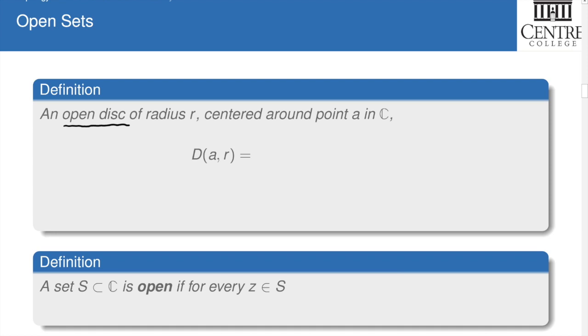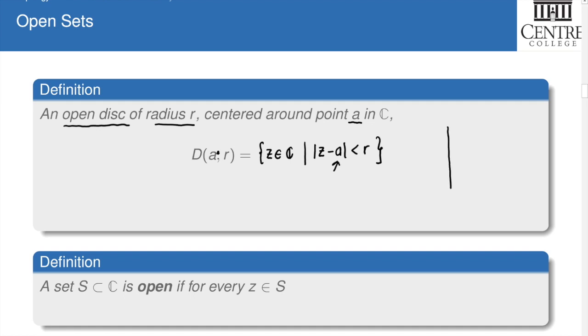An open disk in the complex plane centered at point A and with radius r, and the notation we're going to use is D(A, r), is all the points Z that belong to C such that the modulus of Z minus A is less than r. Remember, the modulus of Z minus A means the distance from Z to A, so we're looking for all points in the complex plane whose distance from point A is less than r.